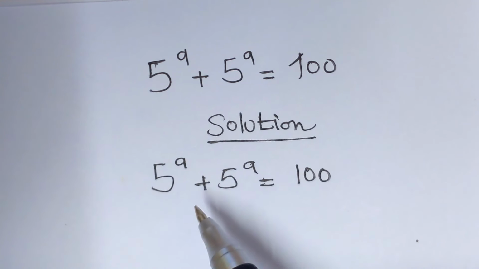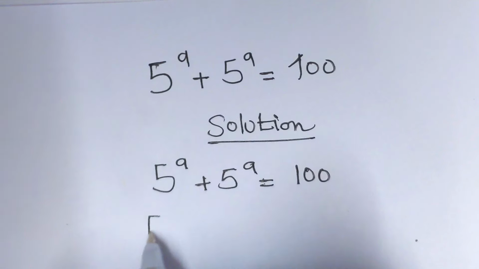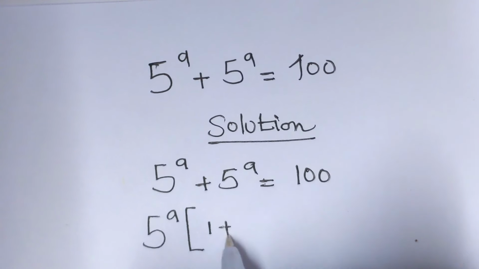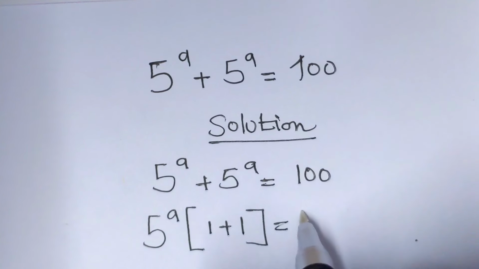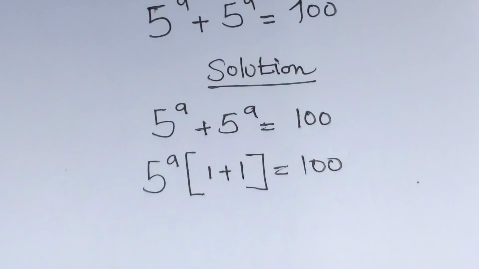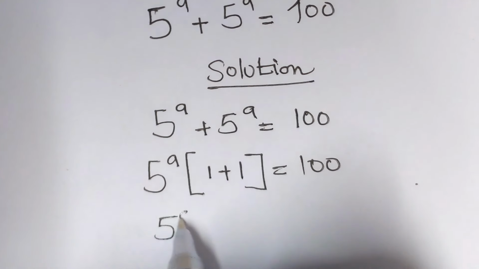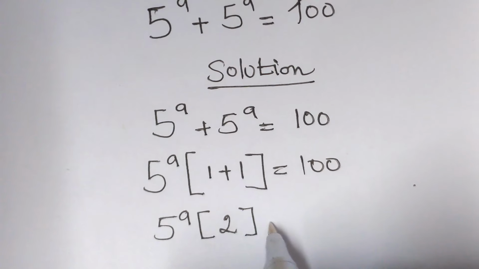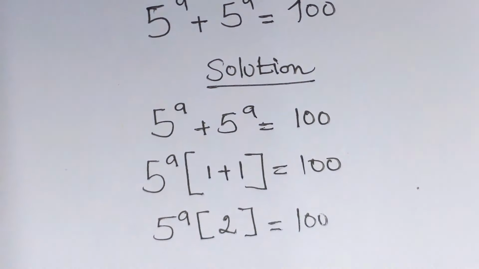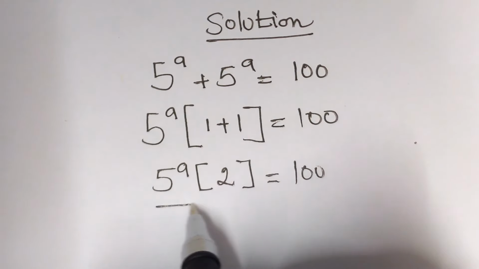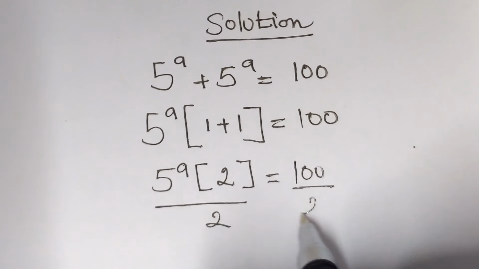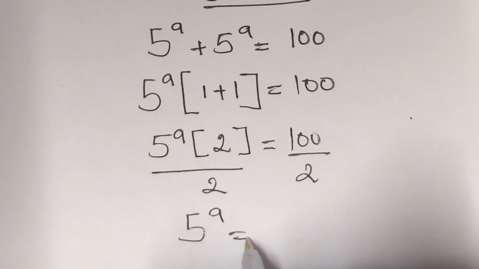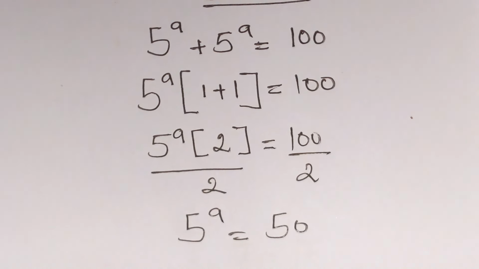We have 5 power a plus 5 power a. We can factorize them out to get 5 power a, open the bracket of 1 plus 1, equals to 100. Then 5 power a, open bracket of 2, then close bracket equals to 100. You can simply divide by 2 to get 5 power a equals to 50.